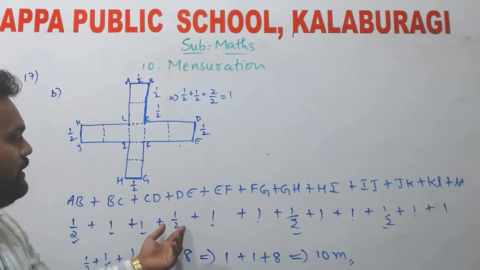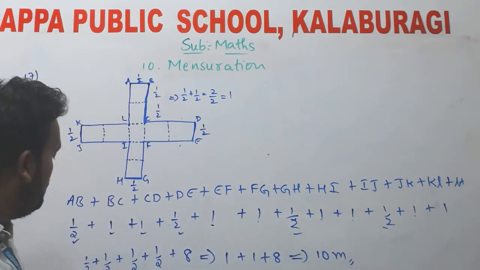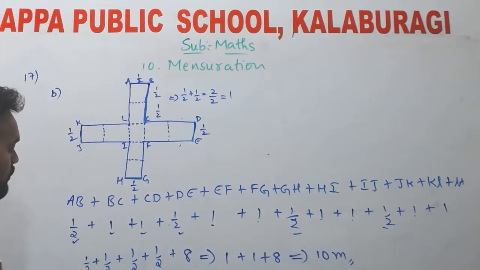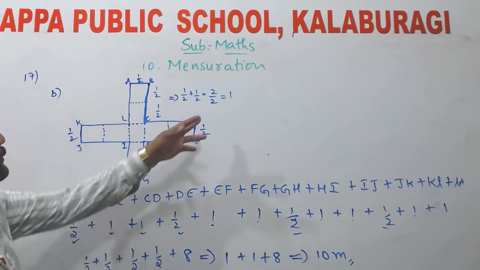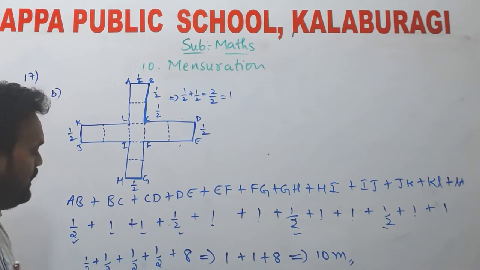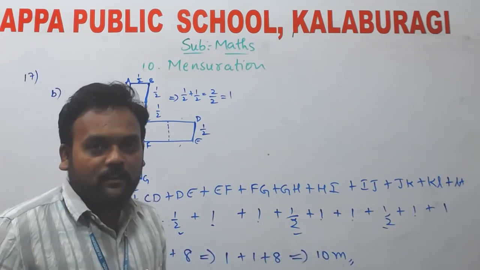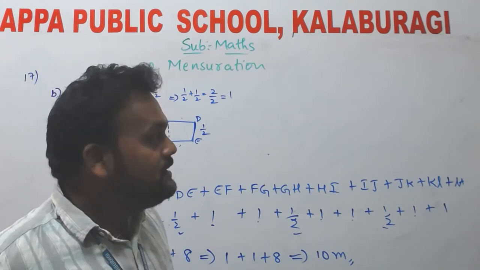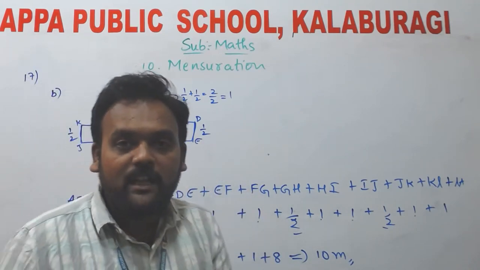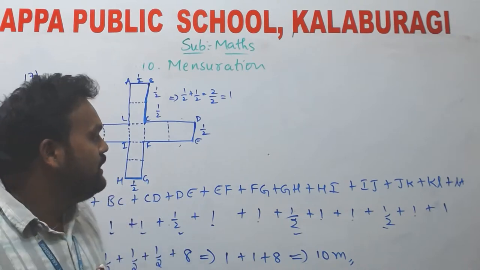See, here how many 1 by 2s are there? 4. See? 1 by 2, 1 by 2, 1 by 2, 1 by 2. First 1 by 2 plus 1 by 2, you know 1, that is 2 by 2 is equal to 1, is the answer we did already. Again, same as this also 1. If you add, you will get 10 meter. Understood, students? This is all about the B question. The 17th, B. Understood, students? Yes.